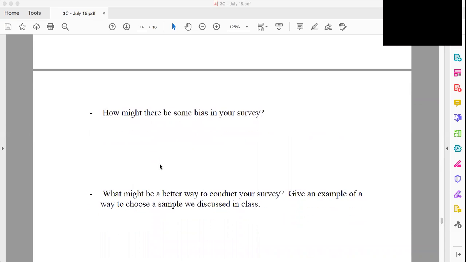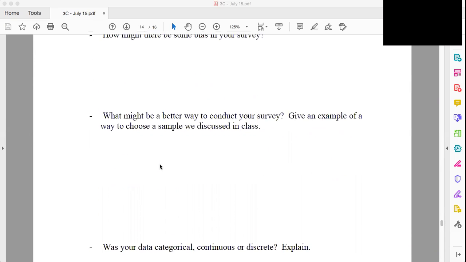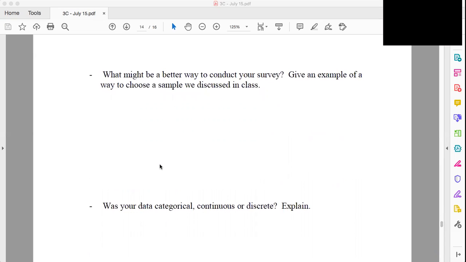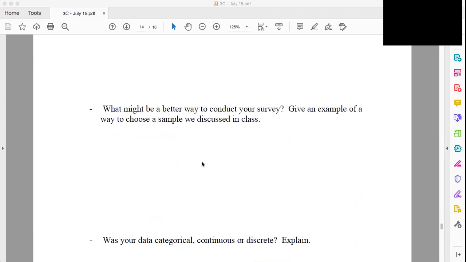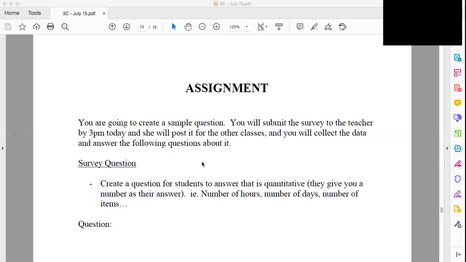How might there be bias in your survey? What might be a better way to conduct your survey? Give an example, and so on. Really all you're doing today, since you don't have any answers, is creating questions on a scale of 1 to 10 or something with numbers. So you can submit it to me and I can give it to the other students in other classes. Then you're going to read your data tomorrow and work on the rest of the assignment tomorrow. If you have any questions, let me know.